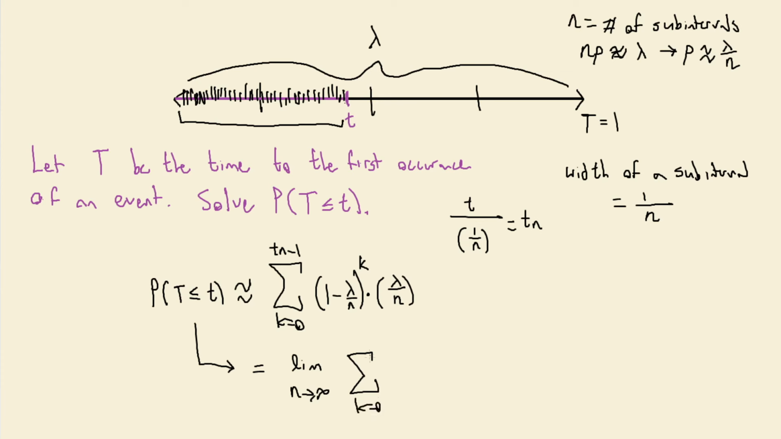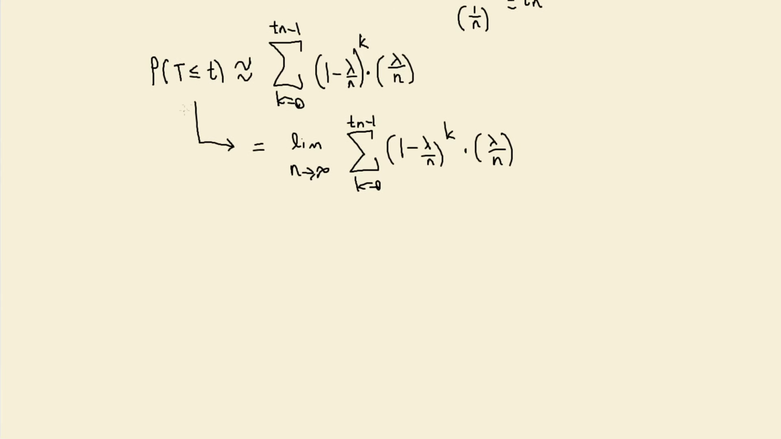K equals 0 to tn minus 1 of (1 minus lambda over n), the probability of the event not occurring in the first k subintervals, times the probability of the event occurring in the k plus 1th subinterval. And so this is a perfectly valid representation of the cumulative distribution function for the exponential distribution. And so we've essentially accomplished our mission, but we can definitely clean this up.